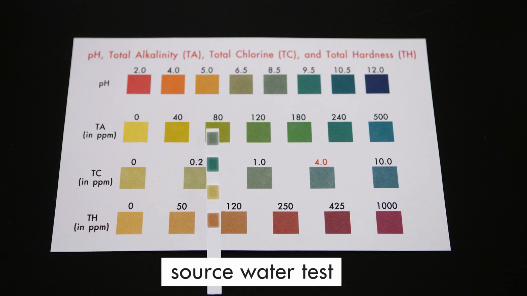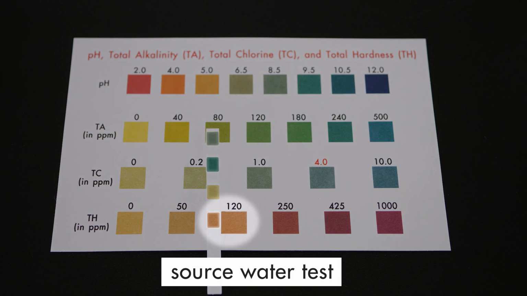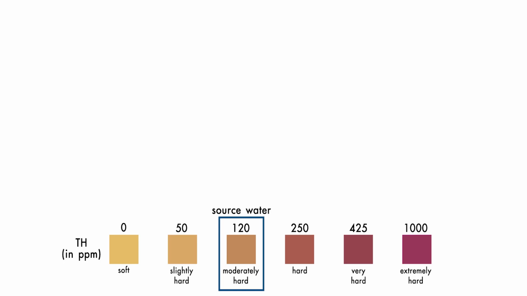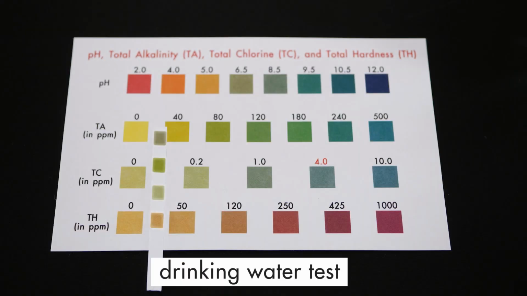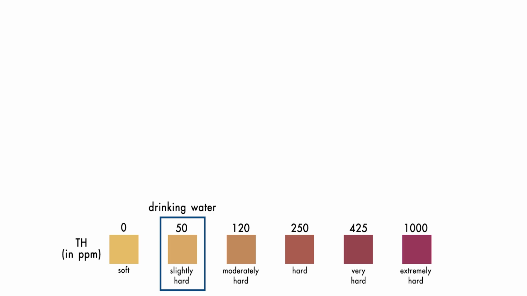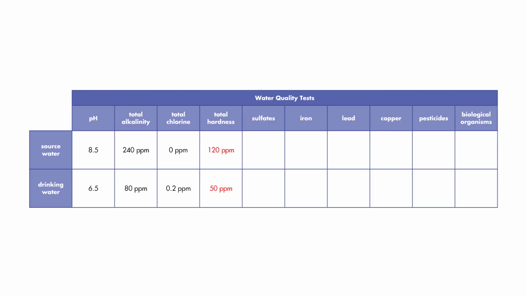Let's determine the total hardness of our source water. We see that the total hardness of our source water is about 120 parts per million, which is considered moderately hard. What is the total hardness of our drinking water? The total hardness of our drinking water is about 50 parts per million, which is considered only slightly hard. How does the total hardness of our drinking water compare with that of the source water? Treating the drinking water has reduced the hardness, but the water is still not considered soft water.